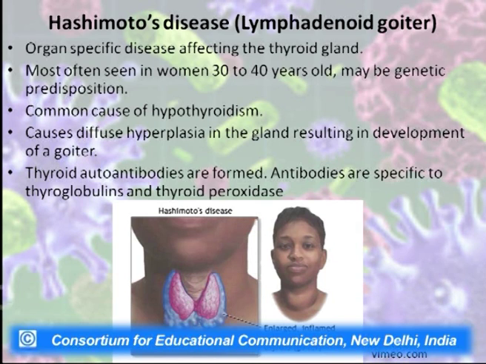It causes diffuse hyperplasia in the gland resulting in development of a goiter. Now, thyroid autoantibodies are formed and these antibodies are specific to thyroglobulin and thyroid peroxidase, as I just said. Now, this causes an enlarged and inflamed thyroid gland, which is called goiter, as you can see in the picture.